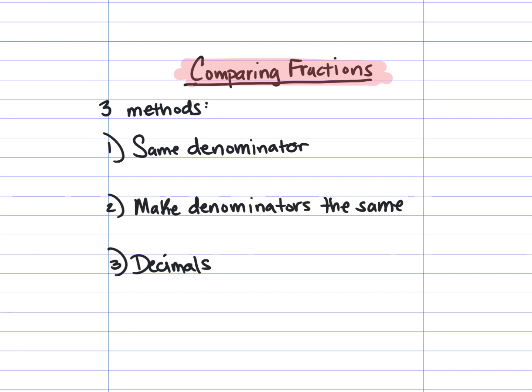The first method is the same denominator. The second method is making the denominators the same, and the third method is using the decimal form. So I'm going to show you an example of each.